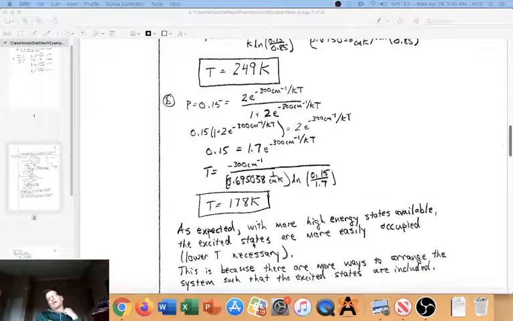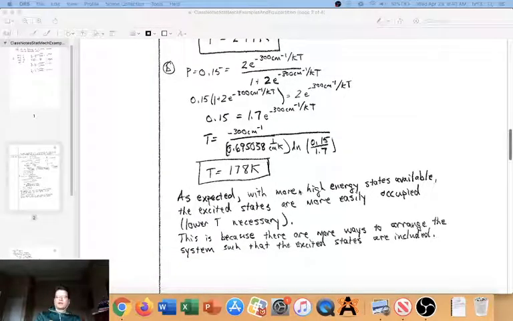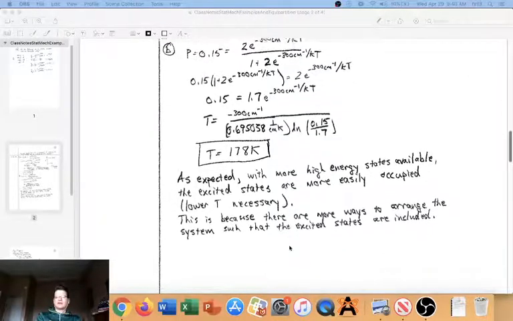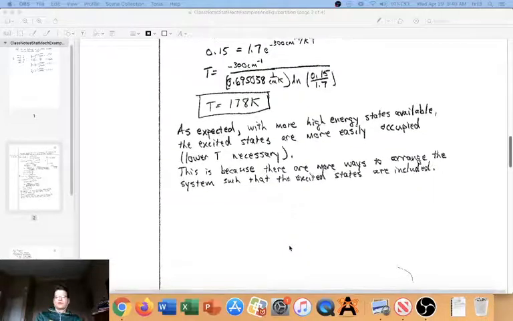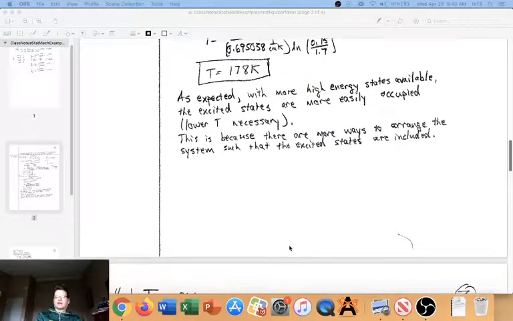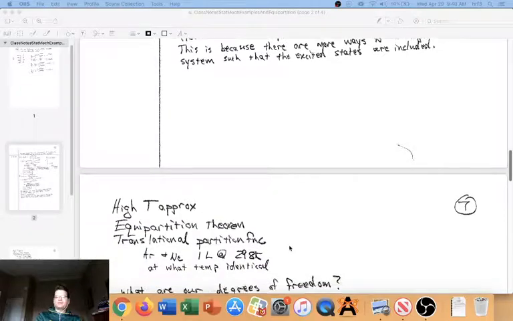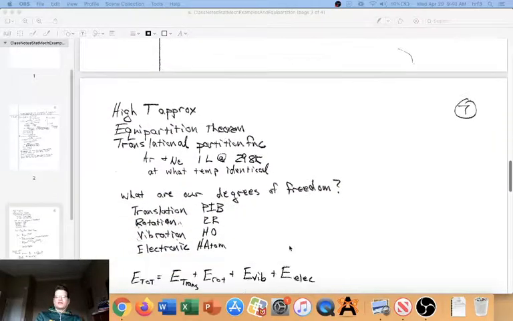Because it'll be more likely that you'll go there if it's doubly degenerate. Another way to put it, as expected, with more high energy states available, the excited states are more easily occupied, so a lower temperature is necessary. More ways to arrange the system such that the excited state is included.